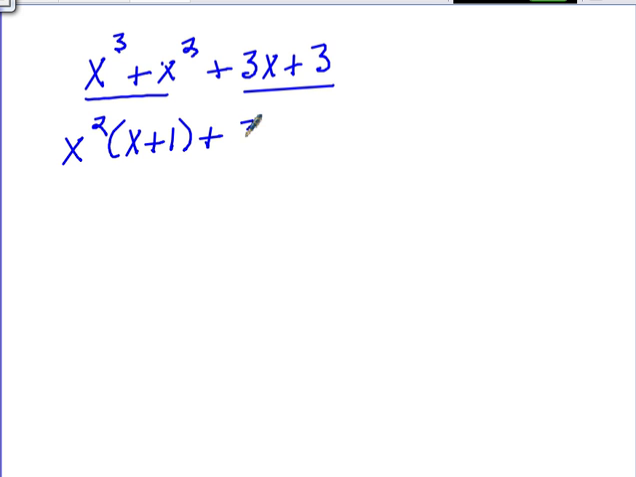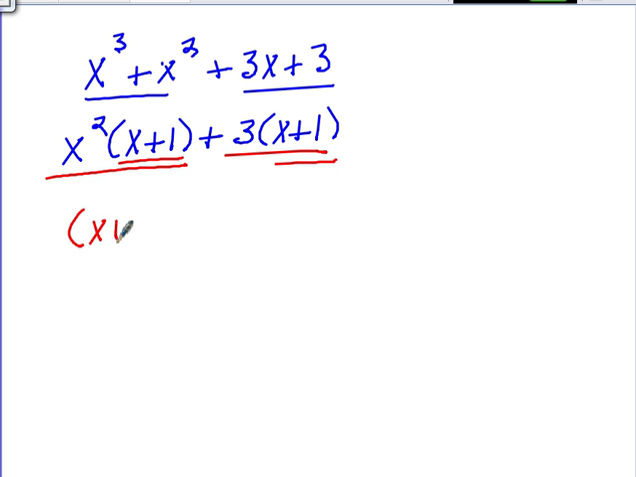There's a 3 common there. If you work it correctly, if factoring by grouping will work, then you should get the same term or a similar term on each side. That x plus 1 is contained in both of them. That way we can factor that out now. If I pulled an x plus 1 out of both those terms, I'm left with x squared plus 3.